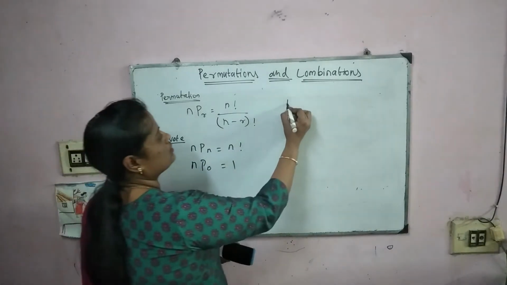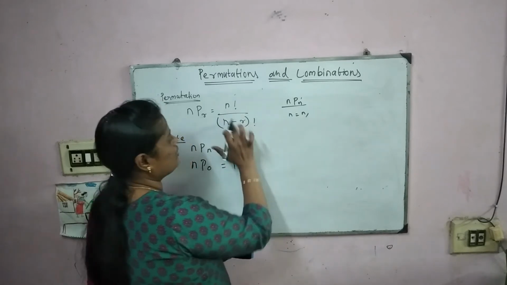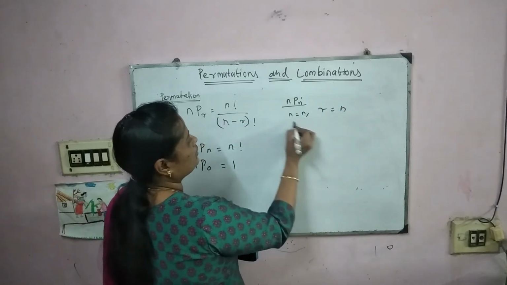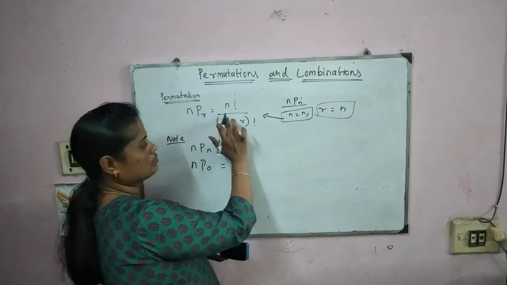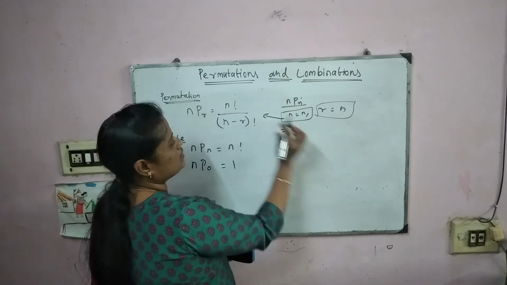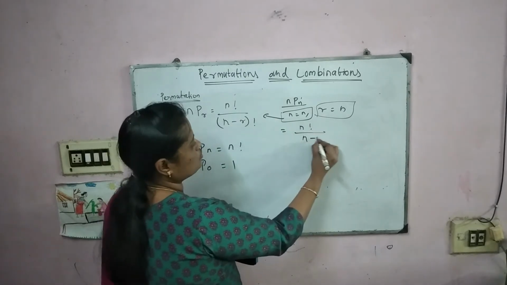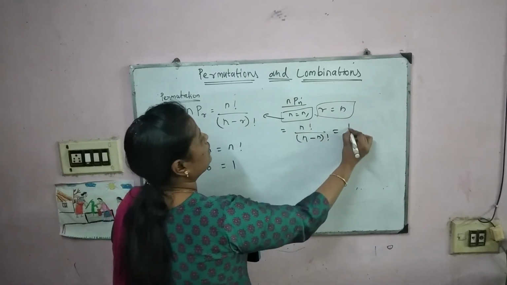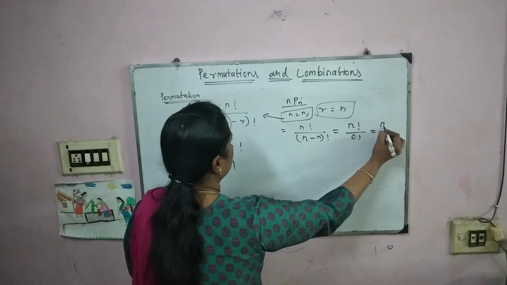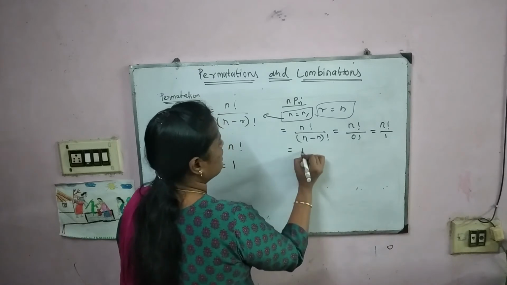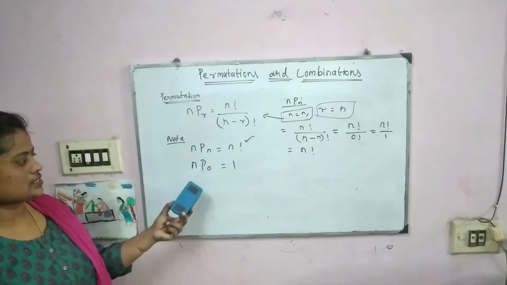First one, nPn. Here the value of n is n and the value of r is also n. Take this formula and substitute it. So nPn is n factorial divided by (n minus n) factorial, which is equal to n factorial by 0 factorial. 0 factorial is nothing but 1. So n factorial divided by 1, you will get n factorial. The first proof is over. Okay, let's start the second proof.